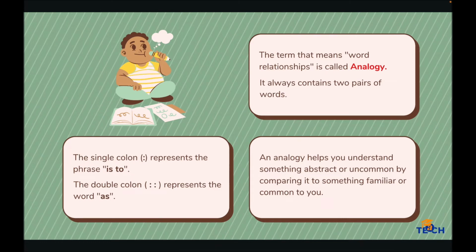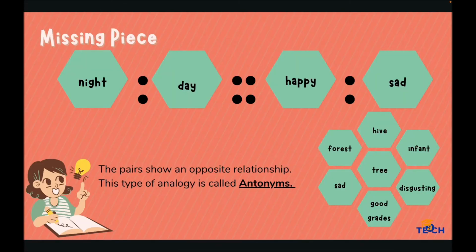Now, take a look again at the pairs of words in the task that we have answered a while ago. In item number 1, which is night is to day, as happy is to sad. So what do you think is the relationship of the paired words? If you say that the pairs show an opposite relationship, then you are correct, because night is the opposite of day and happy is also the opposite of sad. And that type of analogy is called antonyms.